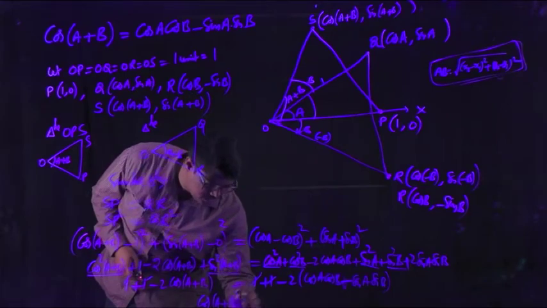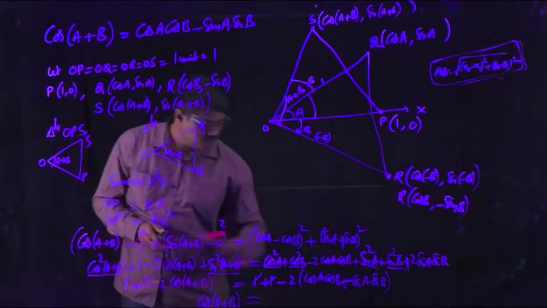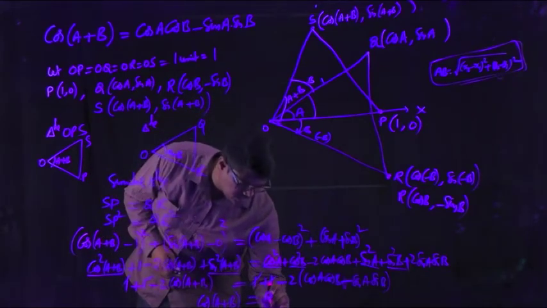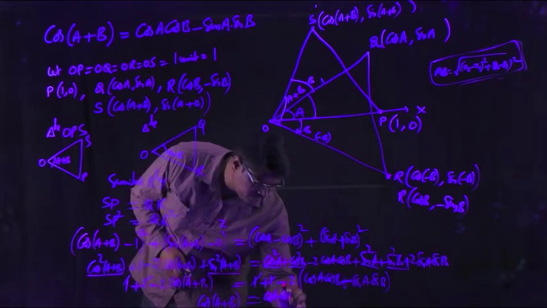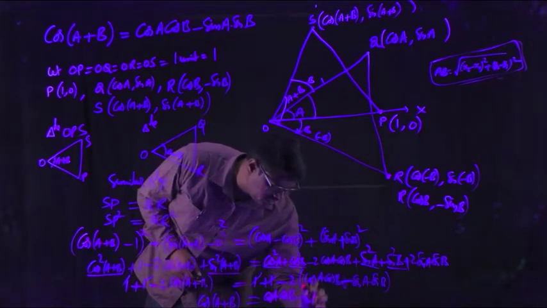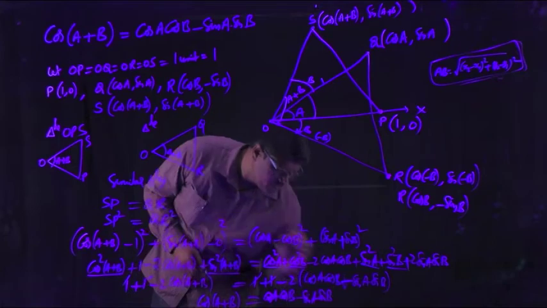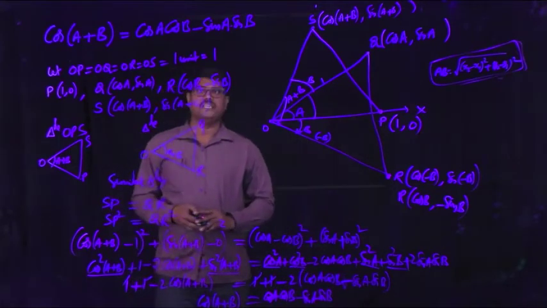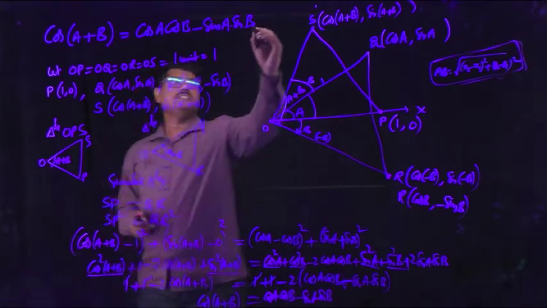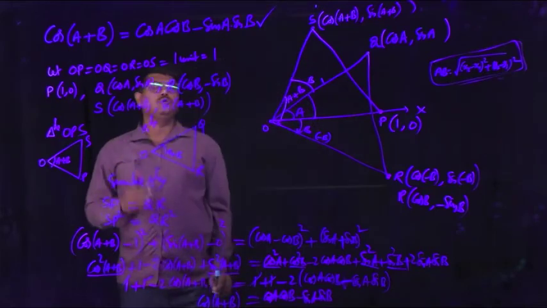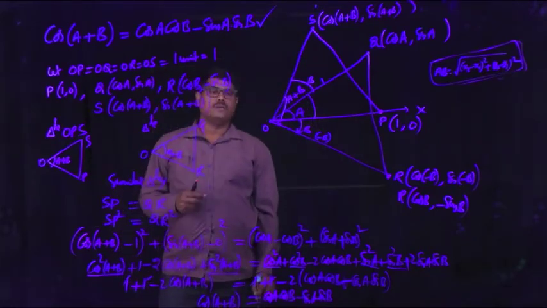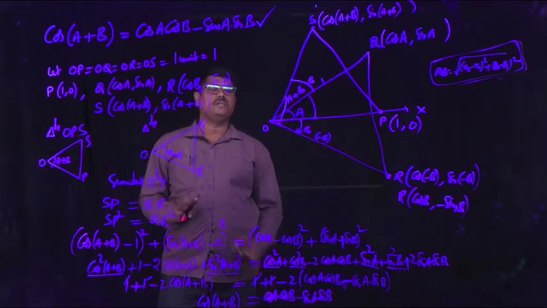Cos of A plus B is equal to, which is the remaining part in RHS, cos A cos B minus sin A sin B. Cos A cos B minus sin A sin B. Actually, this is the formula. We are going to verify the formula. This is the proof of the formula.